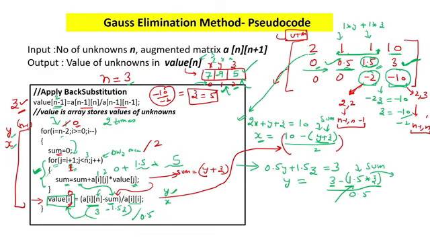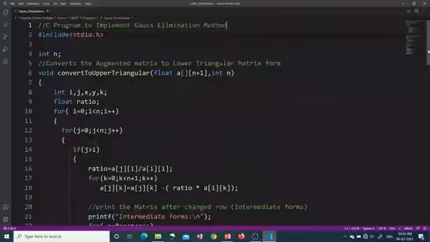So now let's understand how we will write this C program using this pseudocode to implement this Gauss elimination method in a C program. So this is our C program to implement the Gauss elimination method.